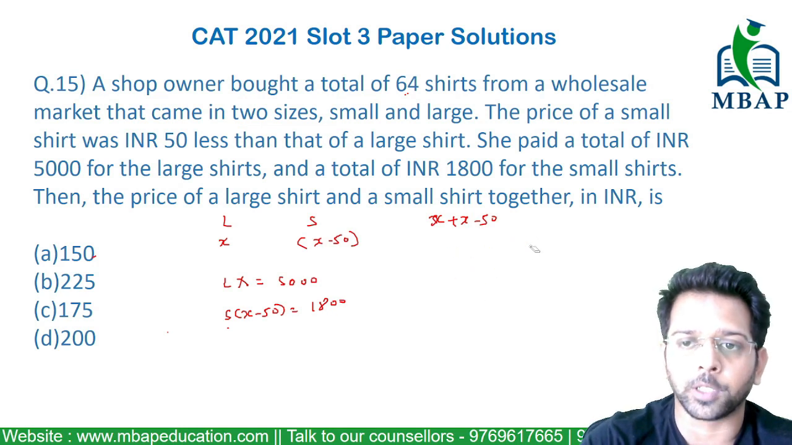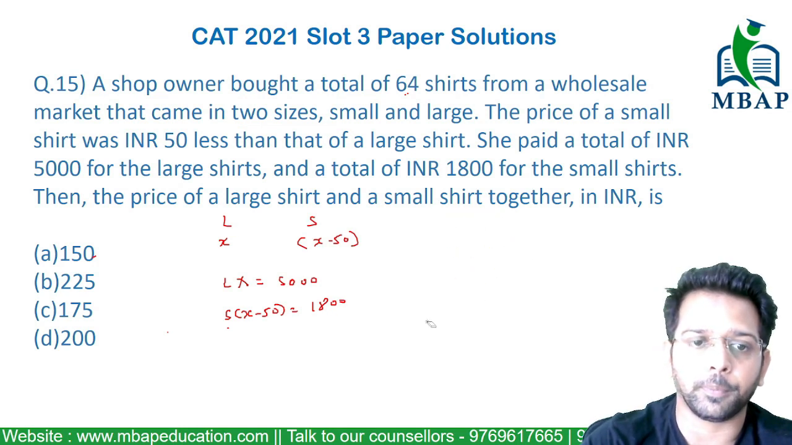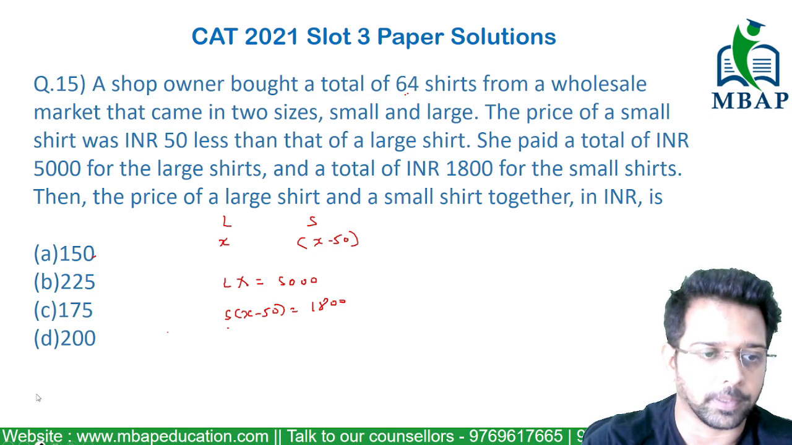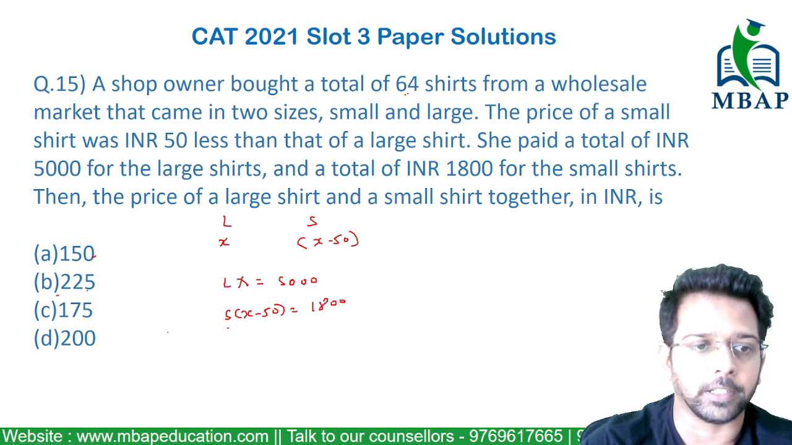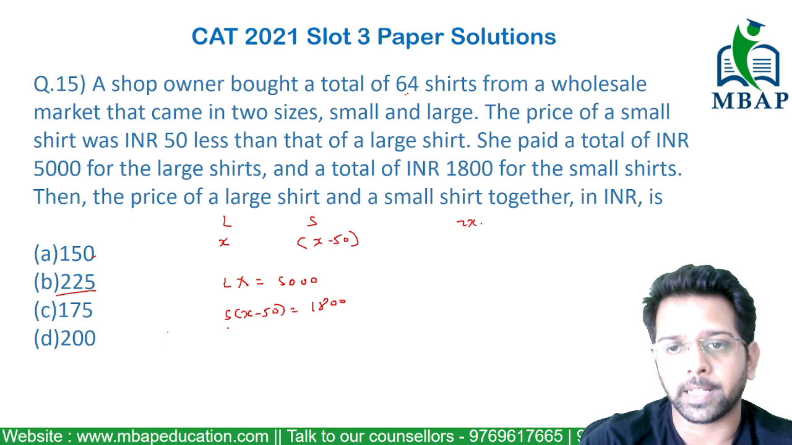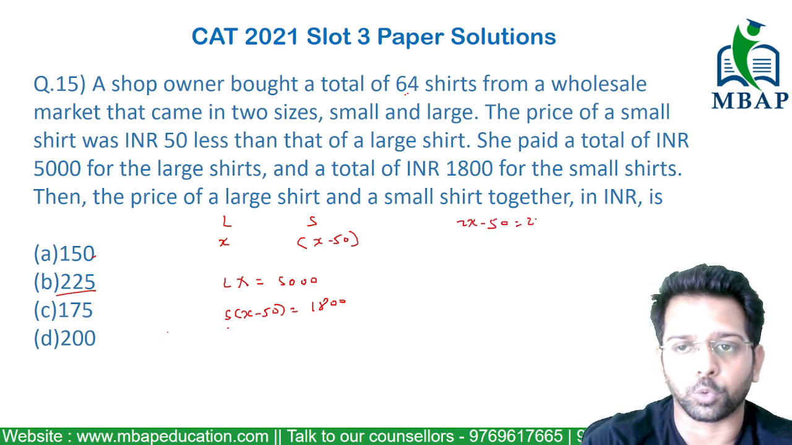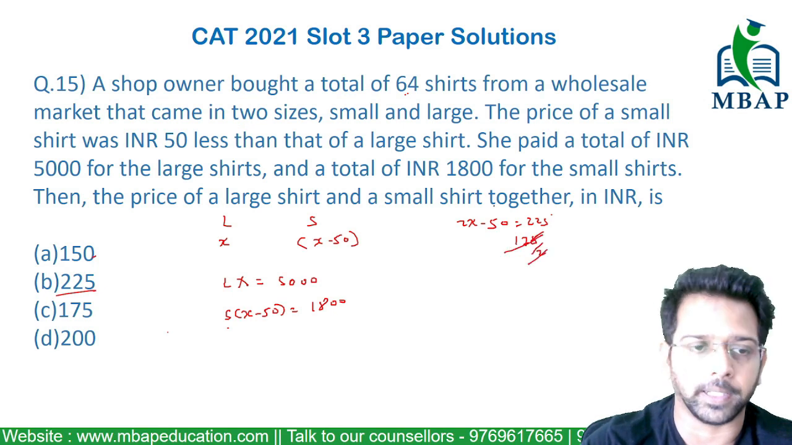How about if I put option number 2, C? Now certainly if you put option number 2, C, see what's going to happen. I'm sure you will not even get an integer. They are saying 2X minus 50 is coming out to be 225. So 2X will be equal to 275, and 275 by 2 will not be an integer.